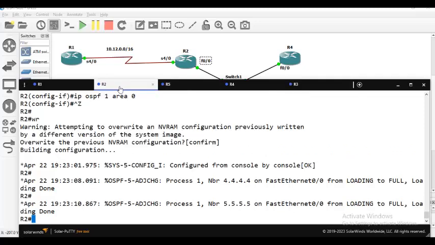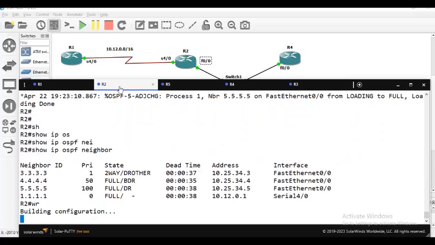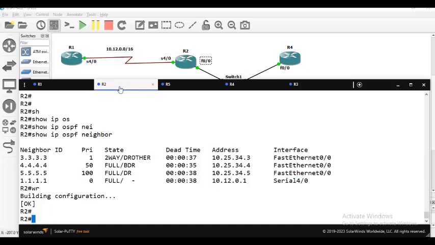Look carefully here. Router 3 and router 2, they will not go beyond this two-way state because they both are DR others. See, for router 2, router 3 is what? Is it a DR? No. BDR? No. It's DR other. DR other means I know you, you know me. That's it. No more discussion. No sharing of database, nothing.